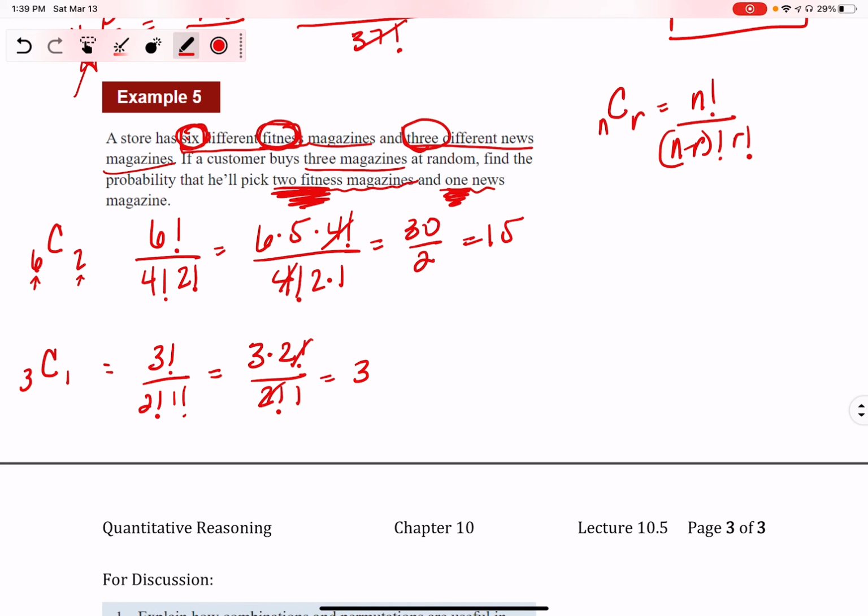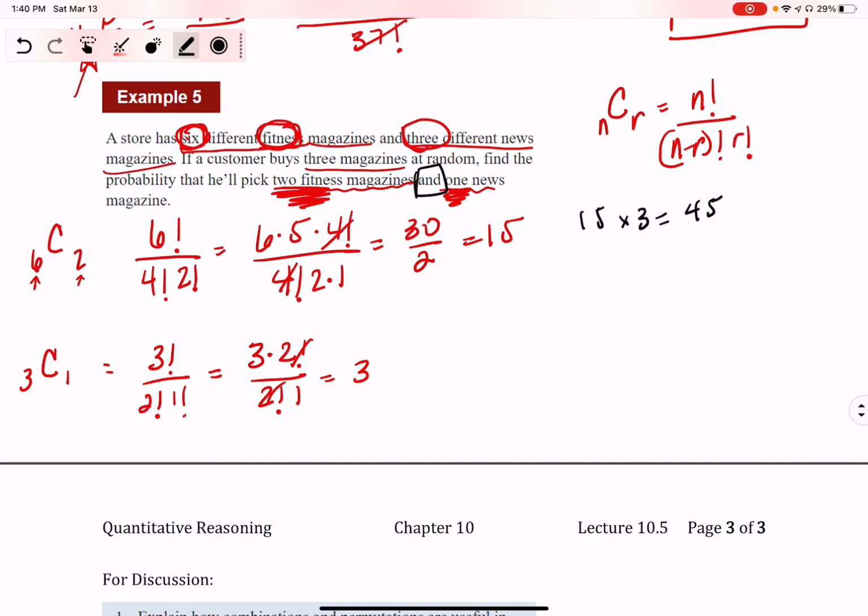We now have the word "and" in this event. So we can think of this as a 2-step process and use the fundamental counting principle to multiply, giving us 15 times 3, which is 45 ways to pick 2 fitness magazines and 1 news magazine. So we're going to take that 15 times 3, using the fundamental counting principle to come up with 45 because we're using that word "and."